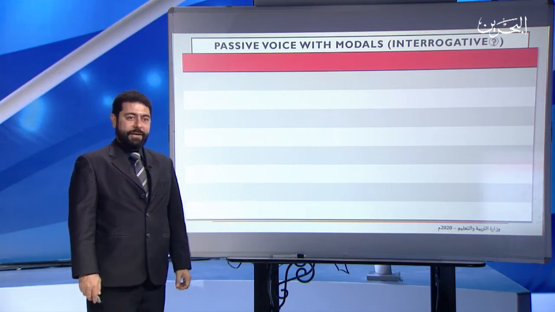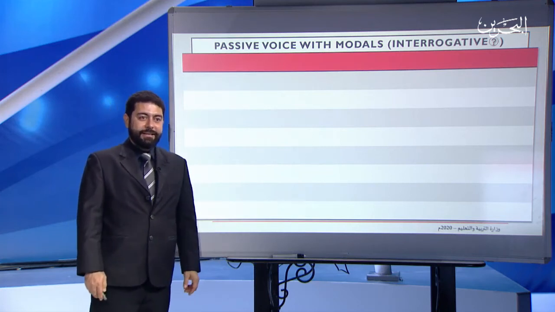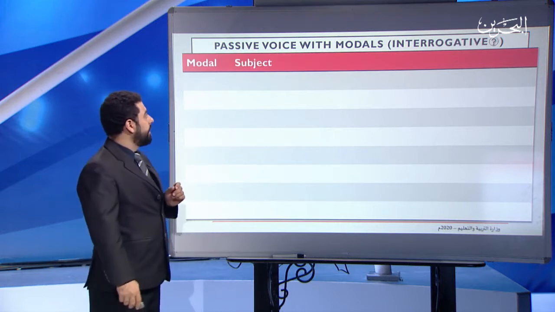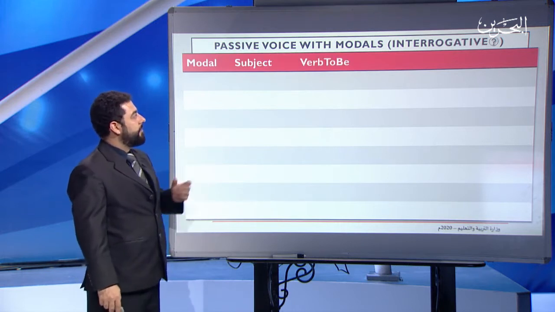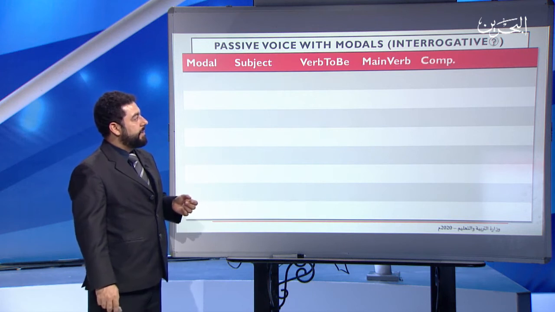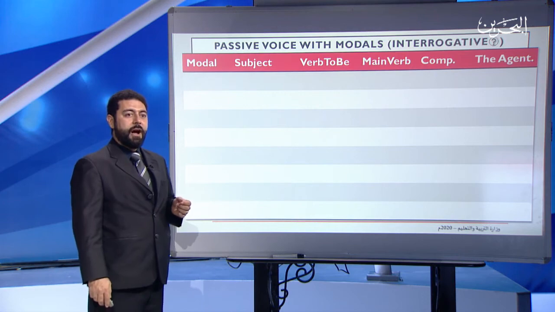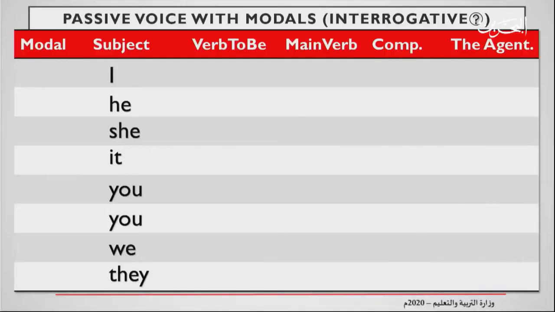which means building questions. How to build questions? Well, you start with the modal, an auxiliary, then the subject, verb to be, main verb, complement, and then the agent, which is optional. Okay, so these are the subjects as you remember them, and this is how you start. You start using the auxiliaries or the modals.